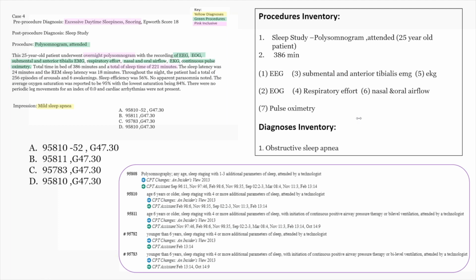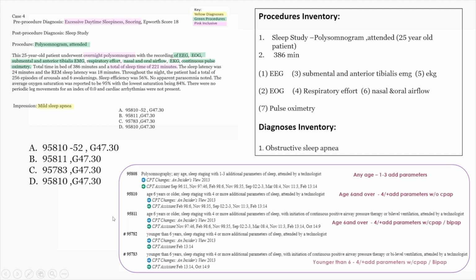Okay, these are our code options. And as I did in the previous scenario, I've also done chunking, and this will make my life easier to solve this scenario. 95783. Let's see what it is coding for. 95783 is coding for younger than 6 years, with 4 additional parameters with CPAP or BiPAP. The age of the patient is 25 years old.